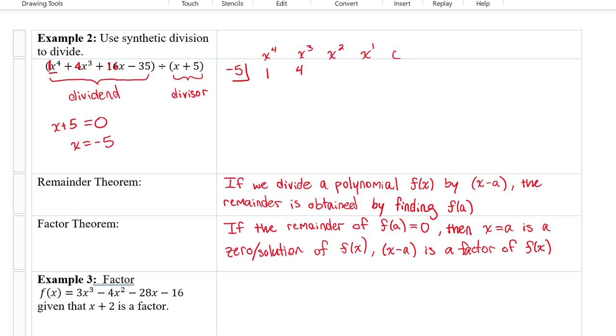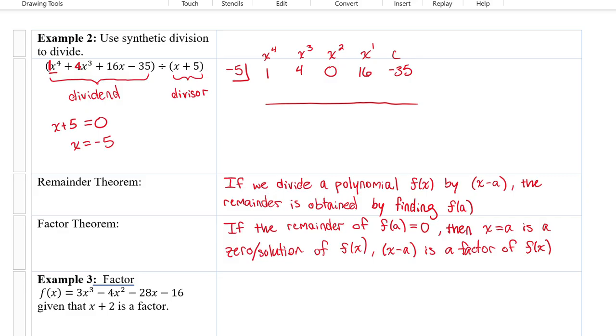Oh, excuse me, that's not right. What comes next is x to the 2nd. I don't have an x to the 2nd term over here. It's being skipped. So what you need to do, if there's no term for that exponent of x, you write a 0. Then I have a 16x to the 1st. And finally I have a constant, which is a number with no variable attached. That would be -35.